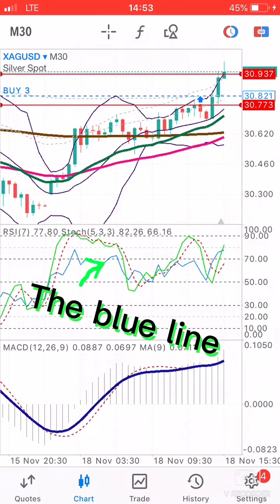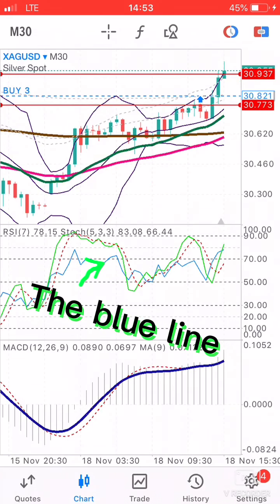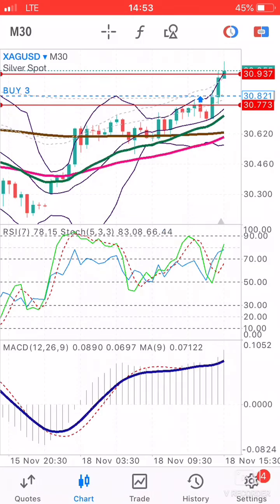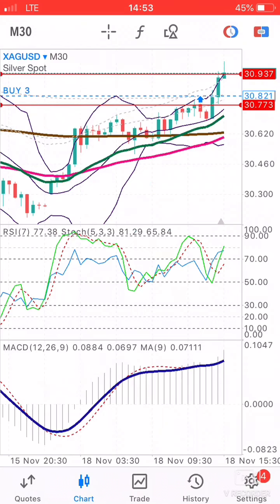RSI can be used as overbought, oversold, whenever it's at 70 or 30, and also can be used as a momentum indicator. In this trade, I used it as a momentum indicator, and in momentum indicator you only consider the level 50. Whenever a market clearly crosses that level 50 up, it is a pure bullish signal. If it's down, it's a pure bearish or sell signal.